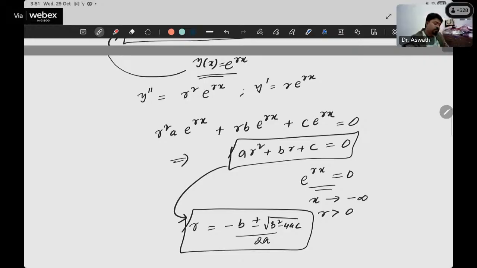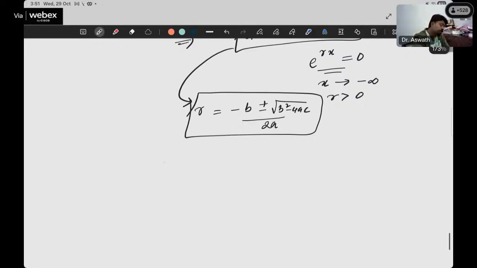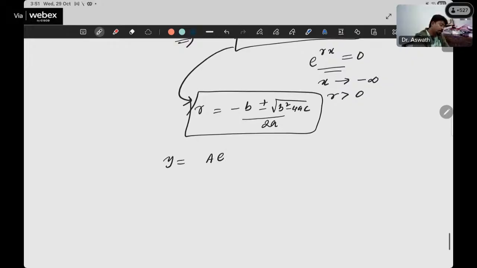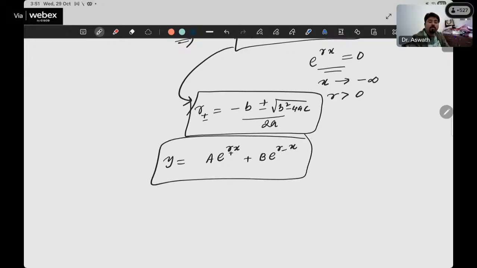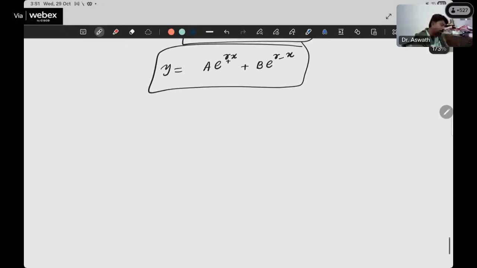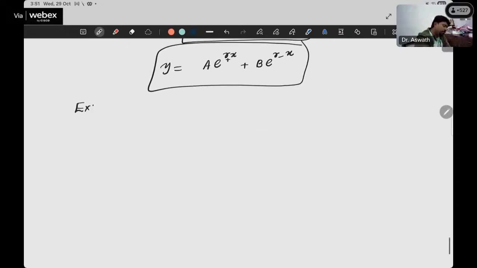So somebody gives you a differential equation with constant coefficients. What you do is straight away find the r values, and from there you can find the general solution of the homogeneous part, which is e to the rx. Let's say there are two solutions with r values r plus and r minus. Then the solution is a e to the r plus x plus b e to the r minus x. Right? For your sake, I can give one example for practice.